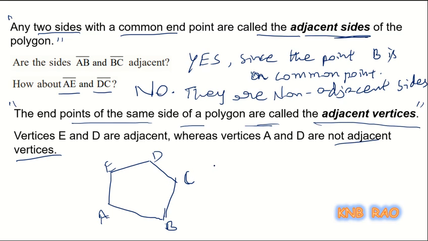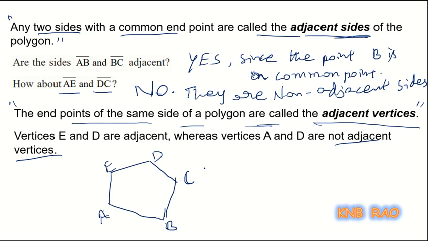Now tell me children, can I have non-adjacent vertices? Yes, we do have. A, C, they are non-adjacent vertices. A, D, non-adjacent vertices. B, D, non-adjacent vertices. B, E, non-adjacent vertices. C, E is another non-adjacent pair. Already AC we have taken, so we will not consider that now.